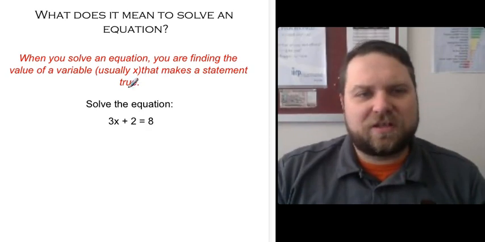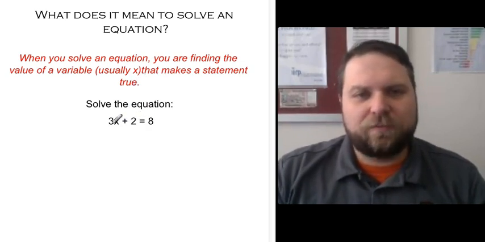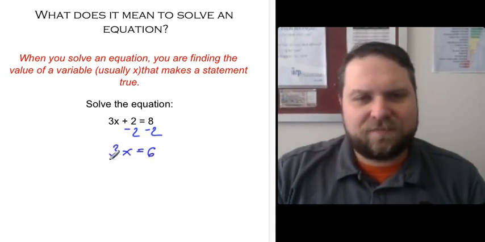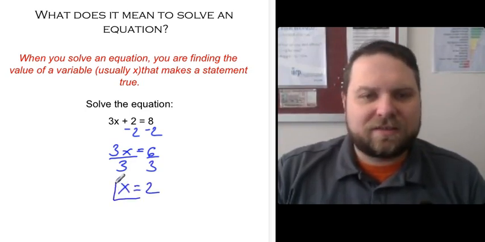So when we solve an equation, we're finding the value of a variable that makes a statement true. So if I have 3x plus 2 equals 8, I would subtract 2 from both sides. That would leave me with 3x equals 6. Then to isolate the variable, to get the x by itself, I would divide both sides by 3, and I would find that x equals 2 is my solution.